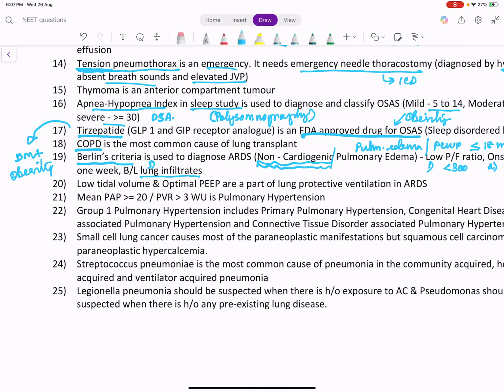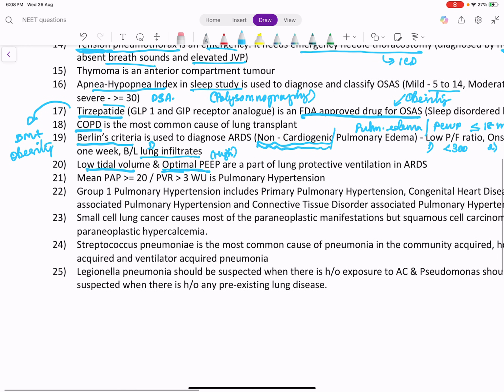So how will you treat ARDS? It is a ventilation strategy, that is low tidal volume and optimal PEEP. Some books say it is high PEEP, but the actual wording is optimal PEEP. So low tidal volume, high or optimal PEEP is the strategy because this prevents volume trauma to the lung.